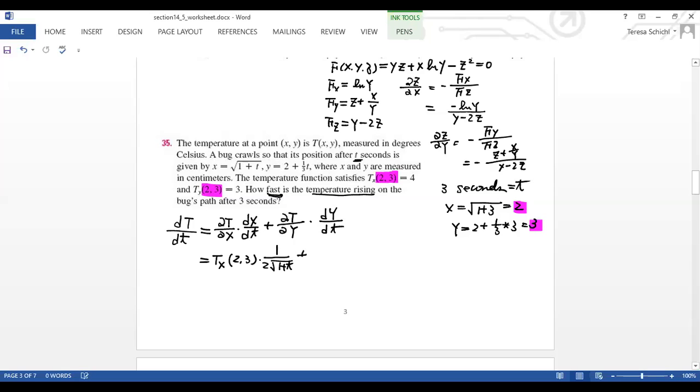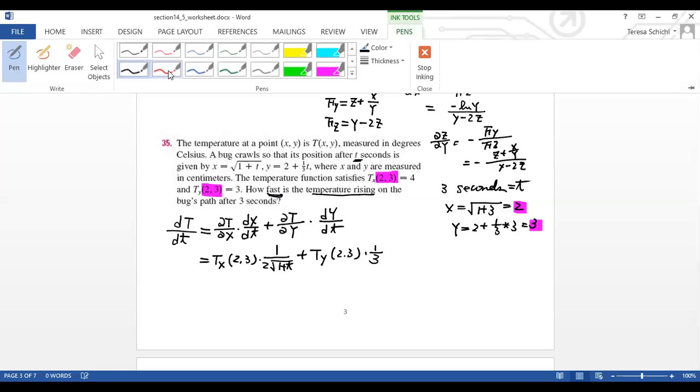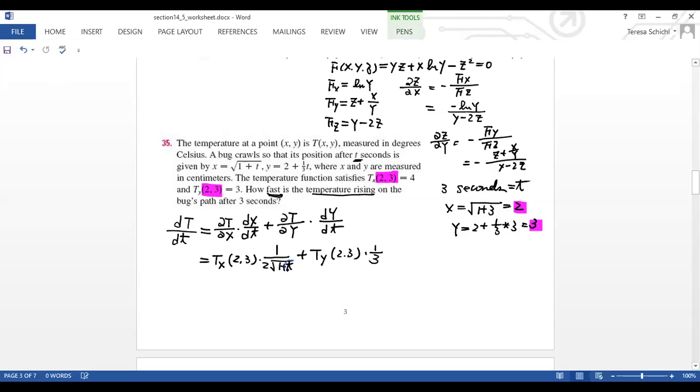Then plus ∂t/∂y. This is a partial derivative for the y's here. So it's 1, 3, 2, 3. So what is dy/dt here? It's 1/3, right? Now for these numbers, we say at t equals 3 seconds, you plug in 3. Okay, so now what is the final answer here?